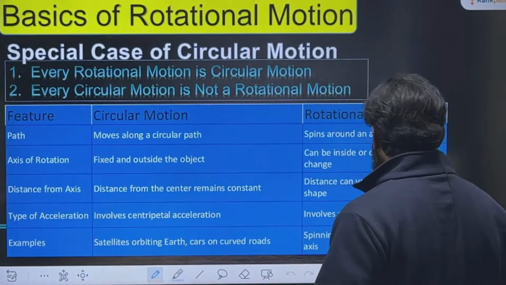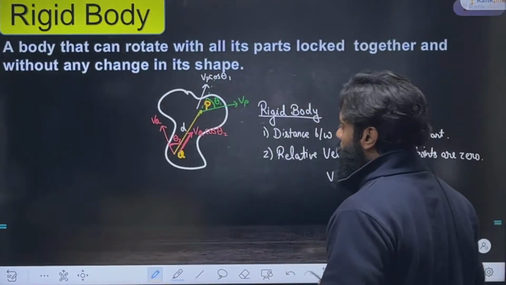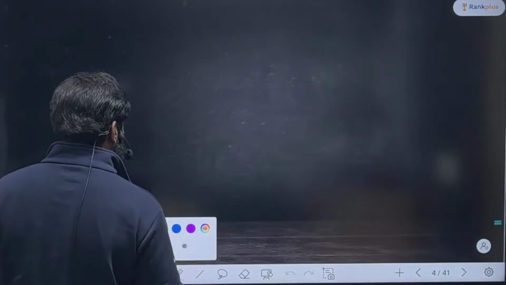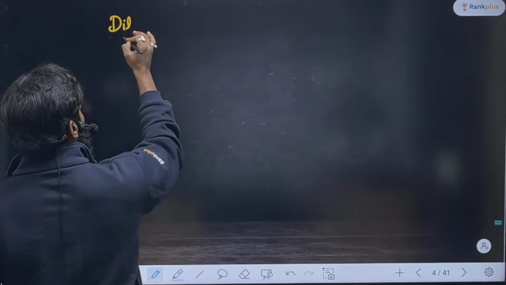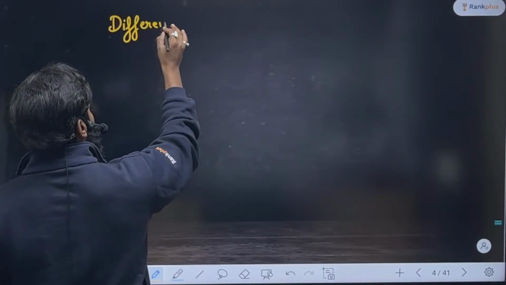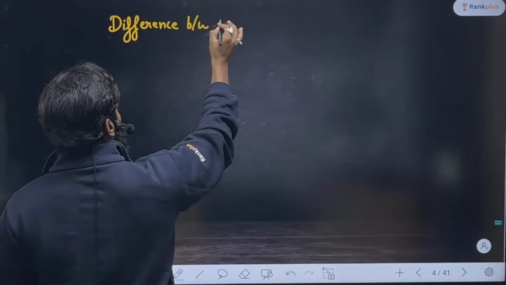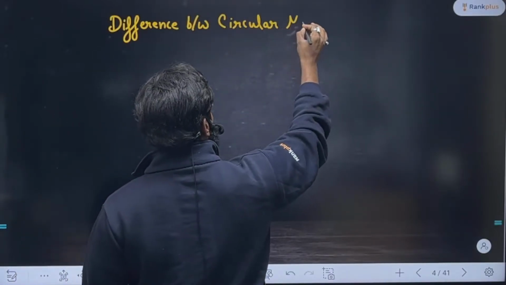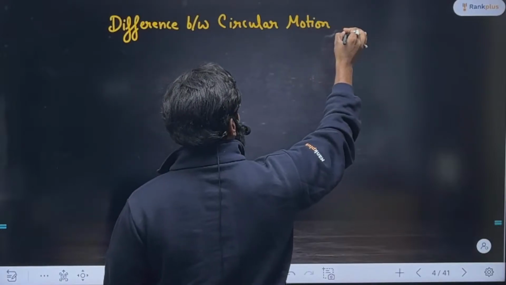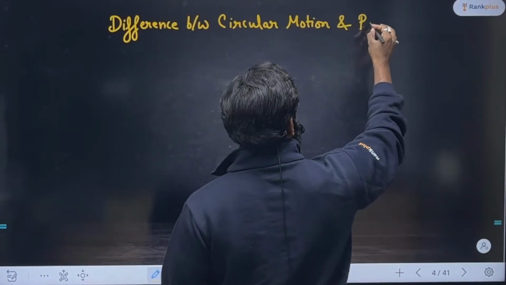So first, I'll explain to you the basic difference between circular motion and rotational motion.